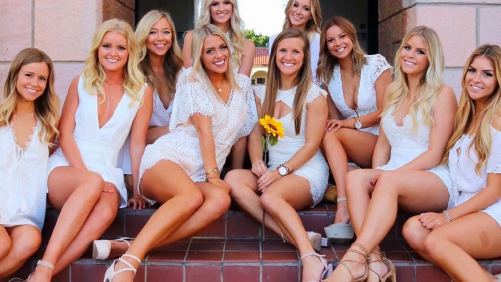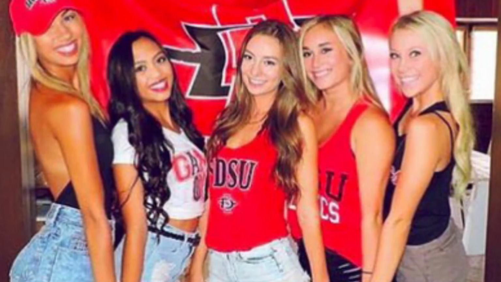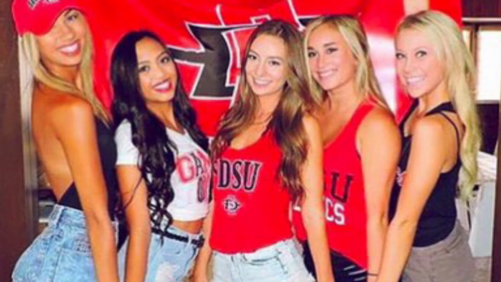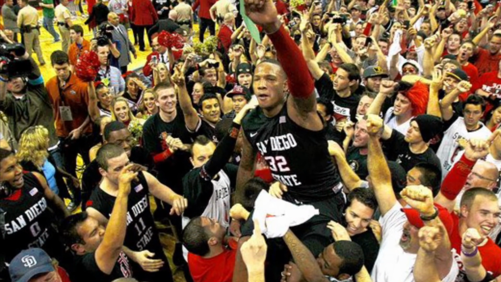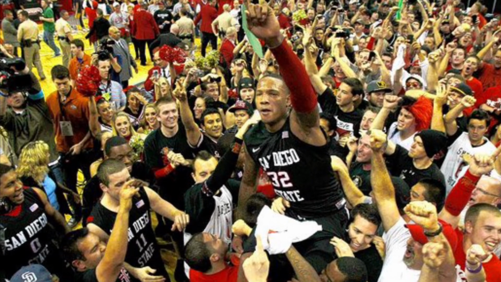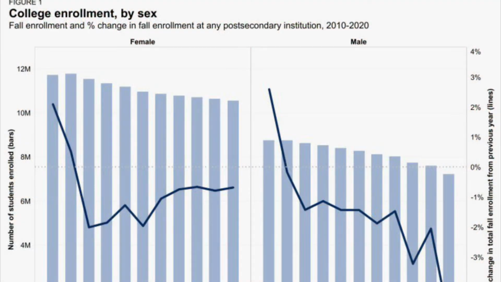SDSU ended up admitting 23,658 women undergraduates and 15,362 male undergraduates. That's a very large difference. In fact, they admitted almost 9,000 more females than males. There were 6,172 women that actually enrolled and 4,613 men.